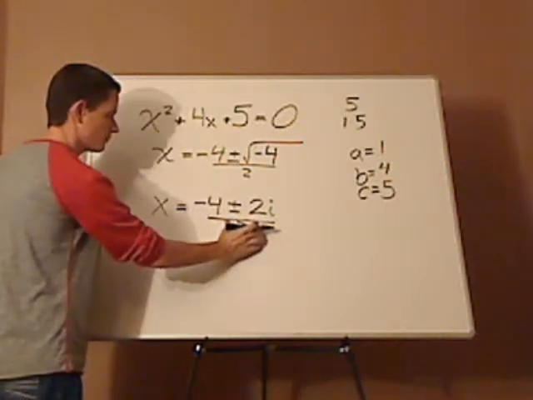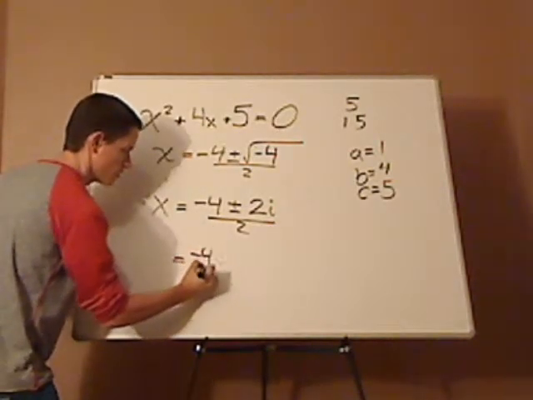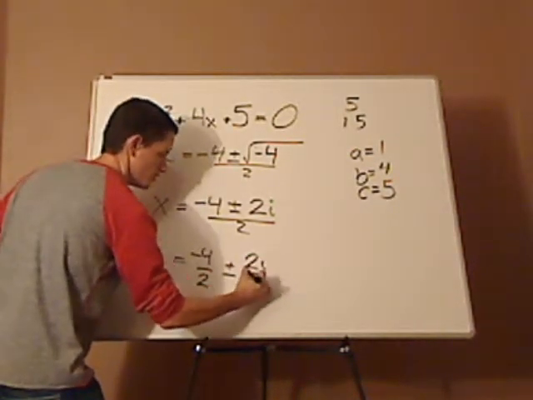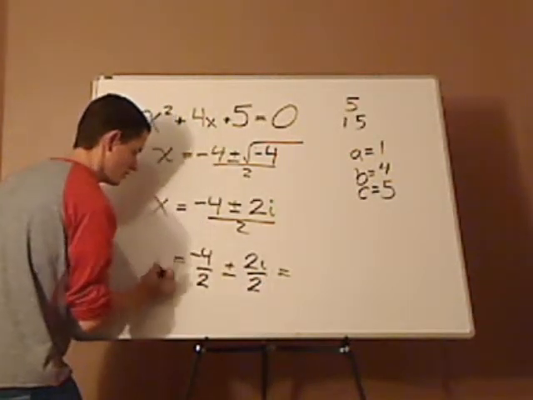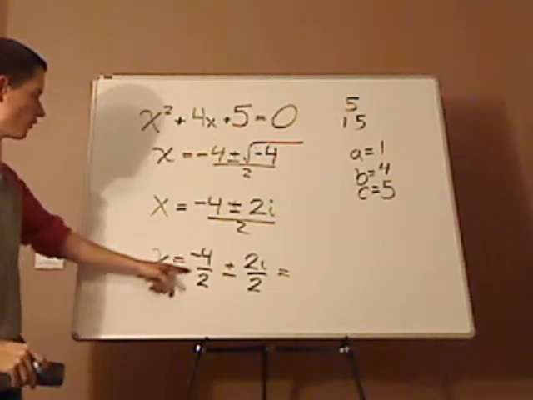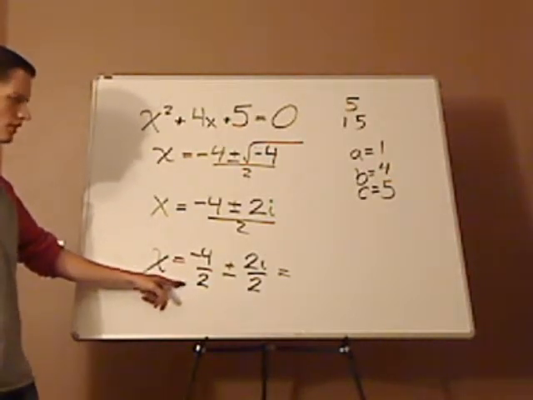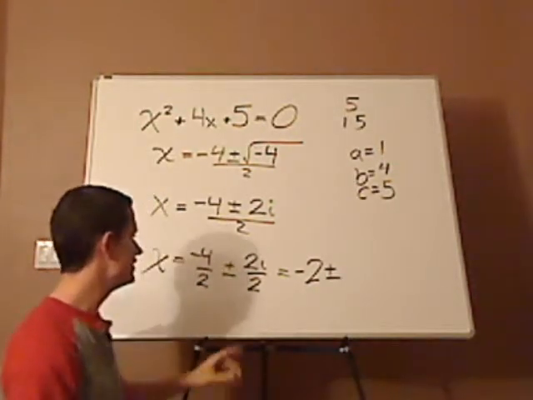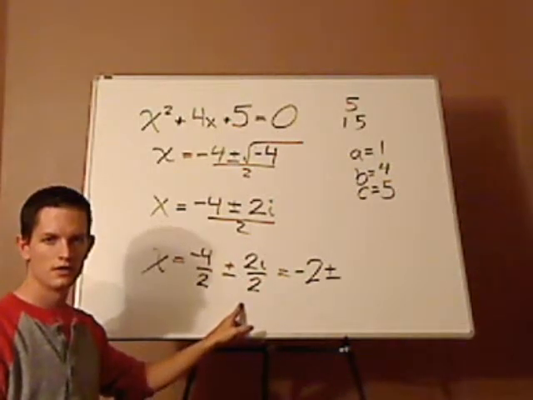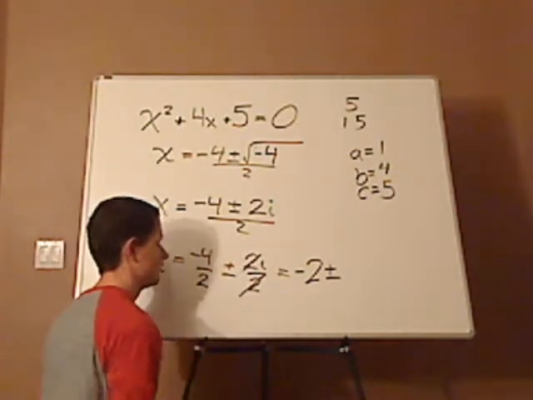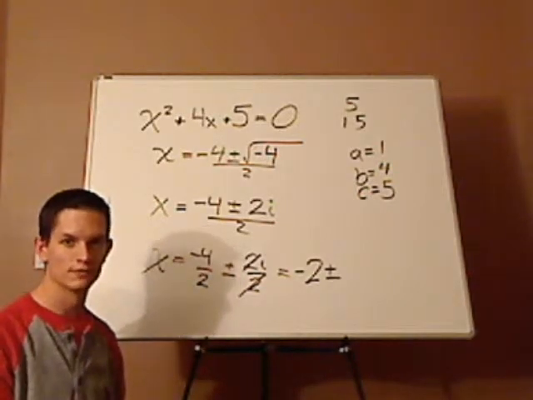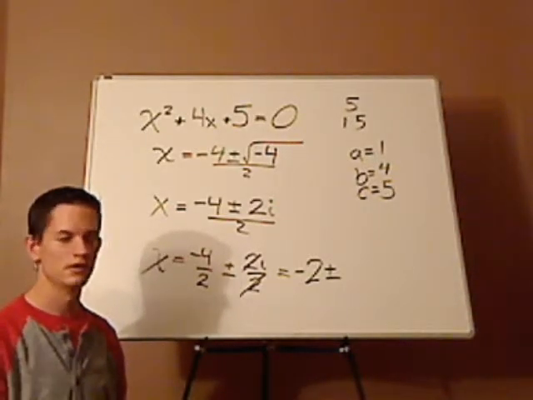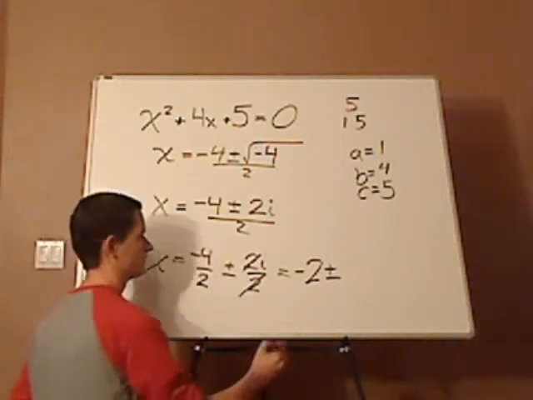So you break up this fraction, so it's negative 4 over 2 plus or minus 2i over 2. And that simplifies to what? What's negative 4 over 2? Yeah, it's just negative 2. And then what is this right here? Yeah, the 2's cancel out. So when the 2's cancel out, what are you left with? Hopefully you said 1. 2 over 2 is how much? Yeah, 1. So it's 1 times i.